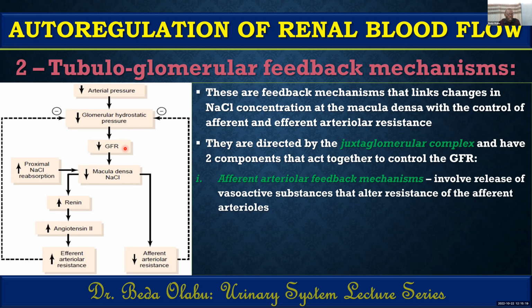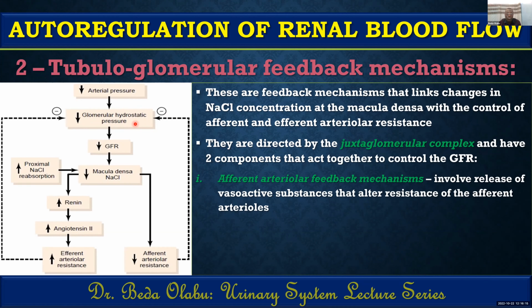Now, that is because of multiple mechanisms, either because of the lesser amount that was delivered, but also because there'll be more time for the filtrate to spend in the PCT. And so there'll be more reabsorption at the PCT. So the amount of sodium being delivered to the macula densa will be low. That will cause the release of substances that will cause vasodilation of the afferent arteriole. So if you have vasodilation of the afferent arteriole, then you increase renal blood flow, hence you increase the hydrostatic pressure within the glomerulus. So those are afferent arteriolar feedback mechanisms.